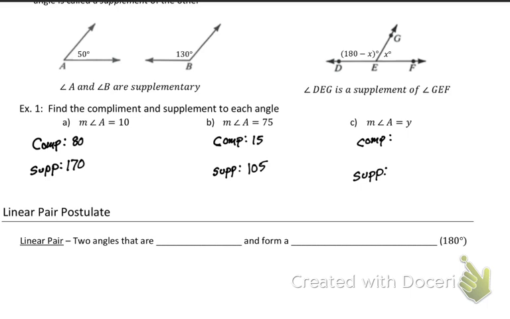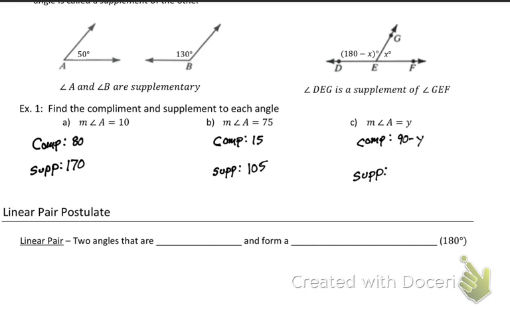Does someone want to help me out with how I could describe the complement? I can't give a number, but I can describe how to find it. What would my complement be? You got this one? It'd be 90 minus y. Perfect. The complement would just be 90 minus y.